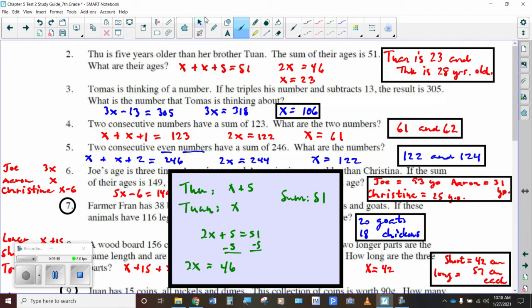Why did I write this over there? That should be slid over a little bit. Okay, we'll just leave it like that. 51 minus 5 is 46. Yes, it is. So now we divide each side by 2, and you get x is equal to 23.